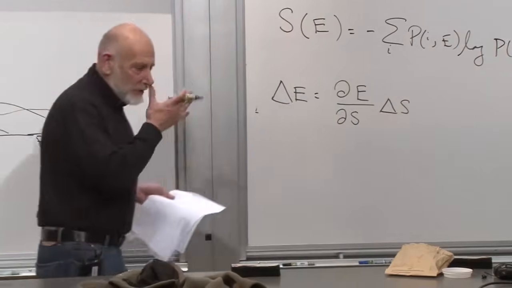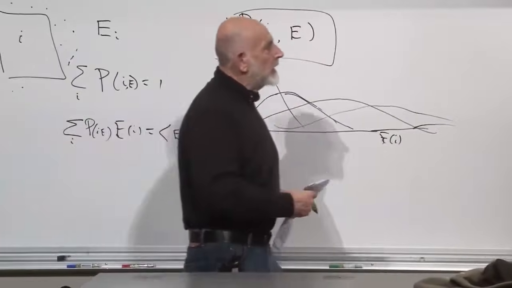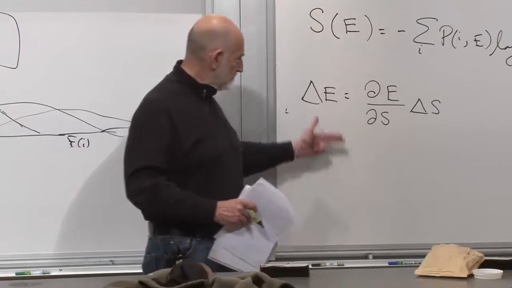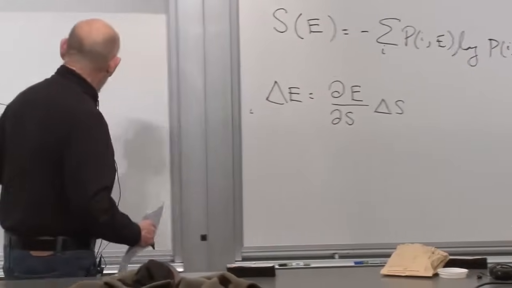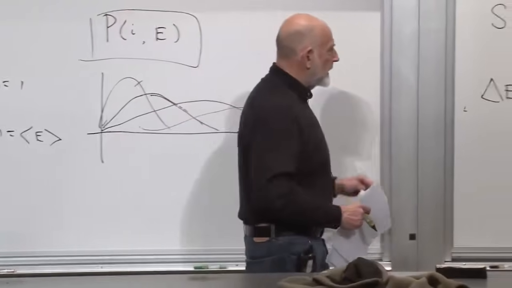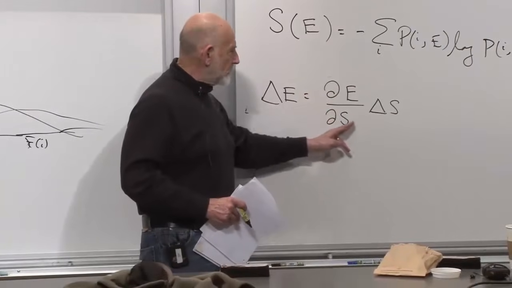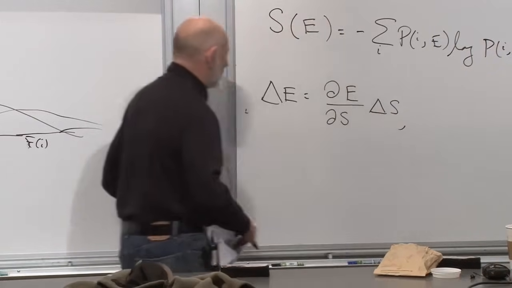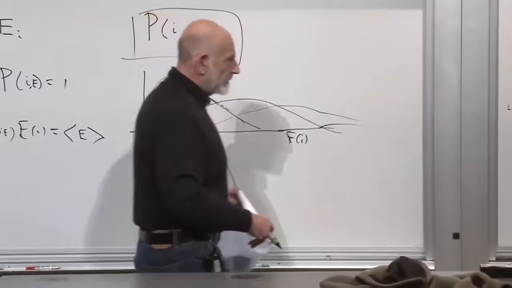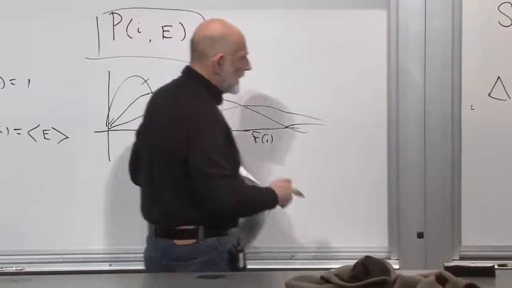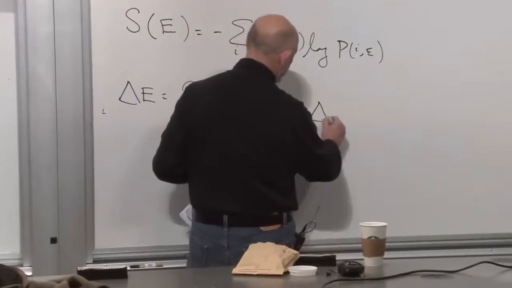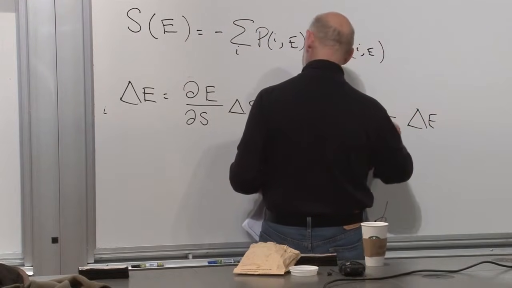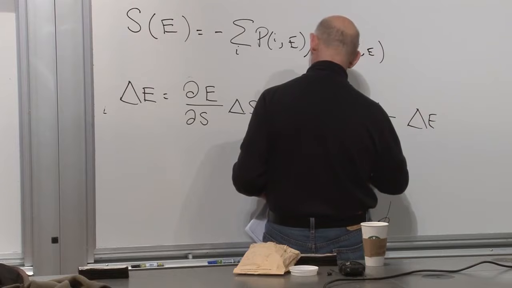This is an identity. I mean, this is assuming nothing more than that things are smooth functions that can be differentiated. The change in the energy in going from one probability distribution to the next is the derivative of the energy with respect to the entropy times the change in the entropy. It might have made a little more sense to you if I would have written it the alternate way. In going from one distribution to the next, the change in the entropy is equal to the change in the energy divided by dE by dS.